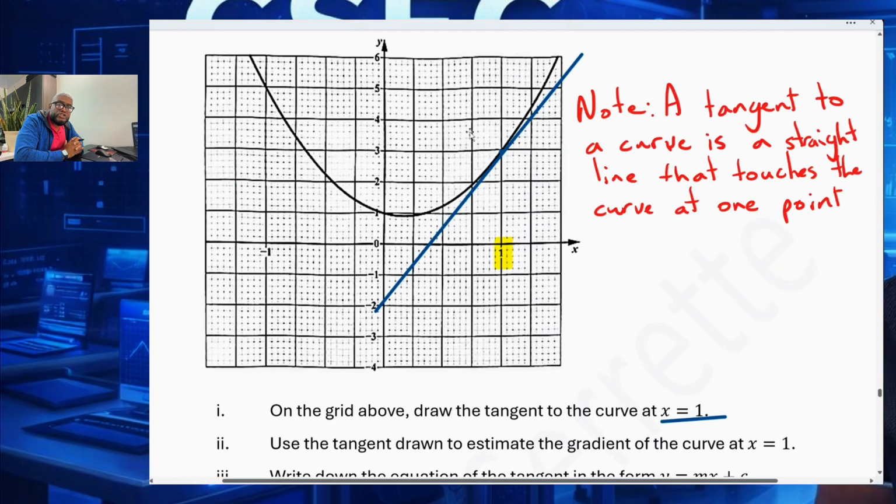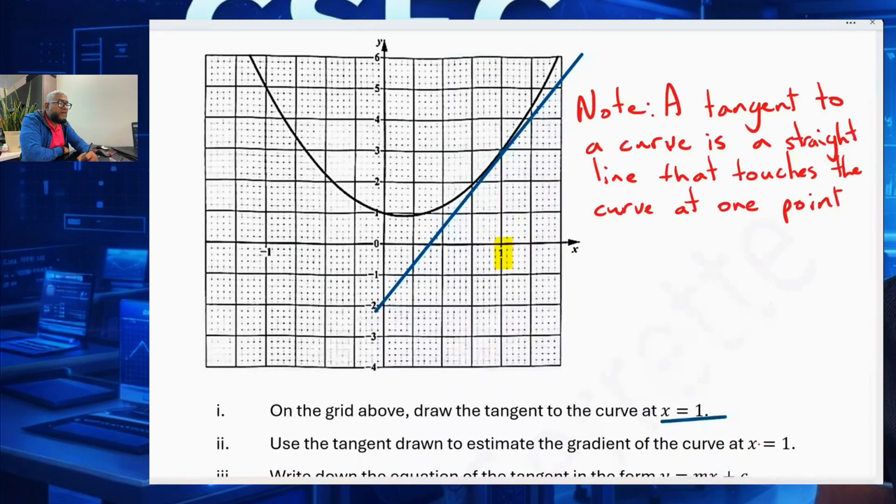So a tangent to a curve is a straight line that touches the curve at one point. For part 1, that one point would be when x is 1. So it's going to be a straight line touching the curve at only one point. You see now it more or less touches the curve at just one point there. That is my tangent.